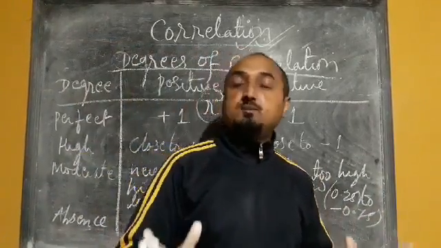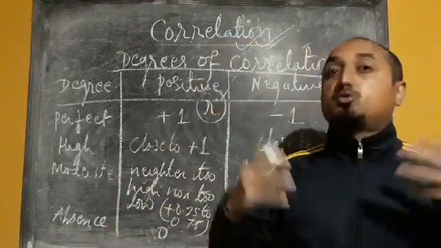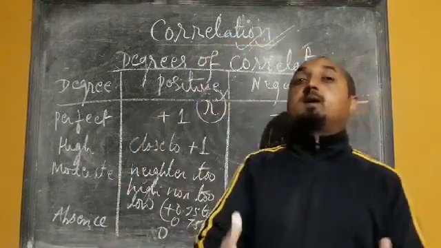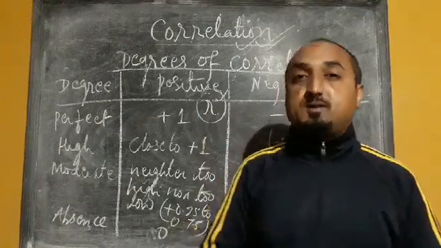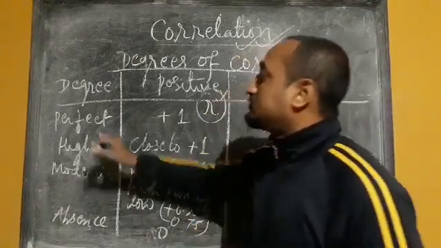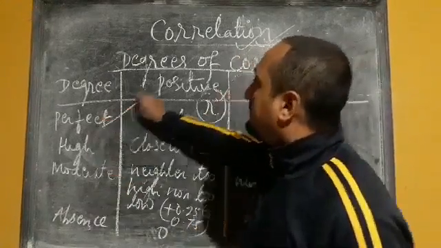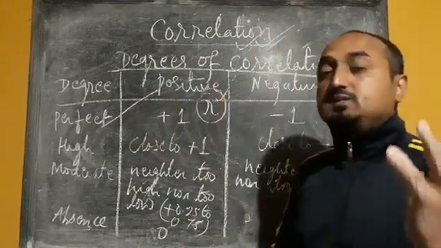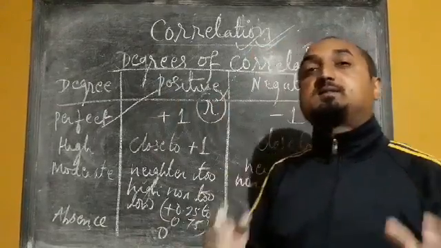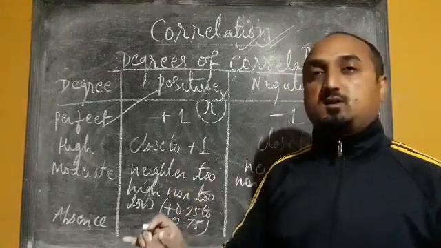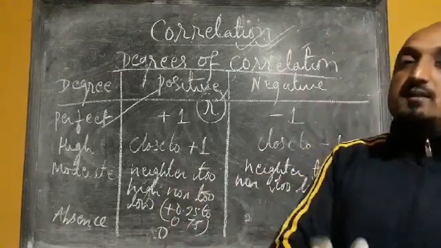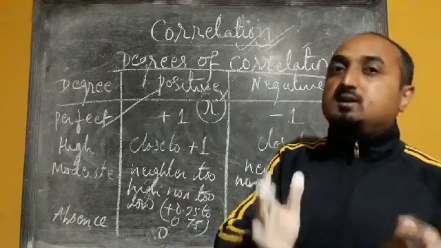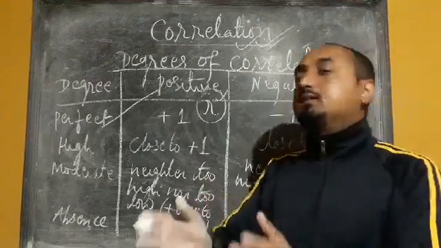Perfect positive correlation means if we are talking about two variables and if two variables are changing by the same proportion. Okay, in the case of perfect positive correlation, if the values of the two variables are changing by the same proportion, if one increases, then the other will increase in the same proportion. If it decreases, it will decrease in the same proportion.